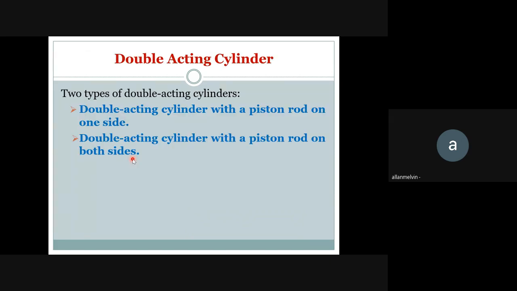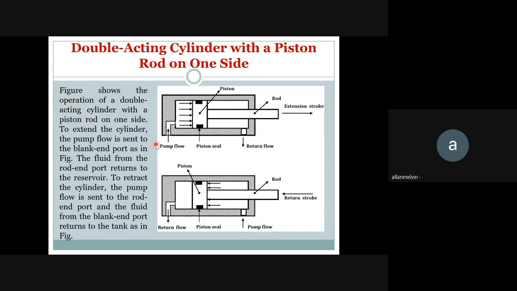So we move to the double acting cylinder. There are two types of double acting cylinder. One with a rod on only one side, and the other with rods on both sides. This also we have discussed before. This is what we call a double acting cylinder with a piston rod on one side. So only one side you can see the piston move in and out. Similar to earlier, you supply, it will extend, then it will retract. Meaning only one side you have a rod, and the other side you don't have anything.